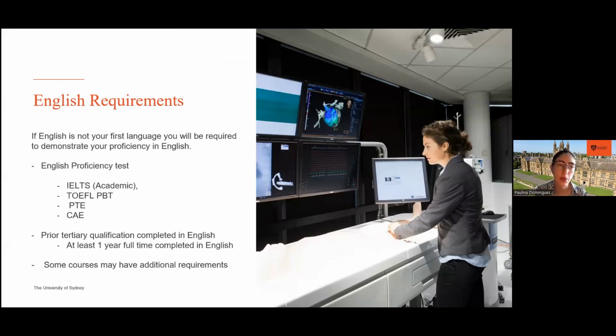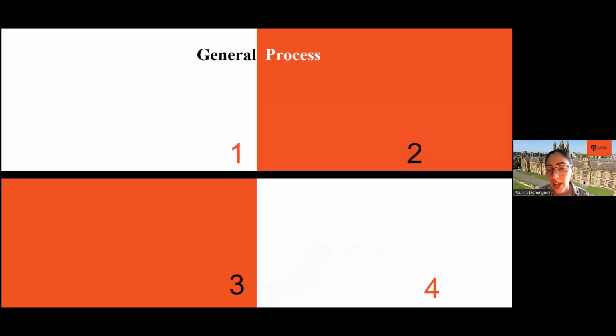English requirements, as I just mentioned before: if English is not your first language, you will be required to demonstrate your proficiency in English through an English test, which can be IELTS Academic, TOEFL iBT or PBT, PTE, Cambridge Advanced, or CAE. I think it was formerly called CAE, now it is Cambridge Advanced. If you have studied for 1 year in English, it has to be a full-time program or course completed in English, then we can waive the English requirement for you, okay?